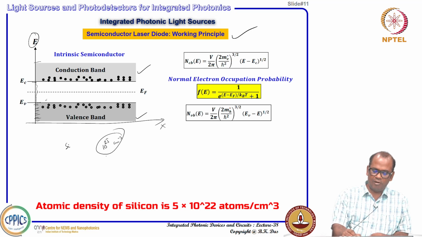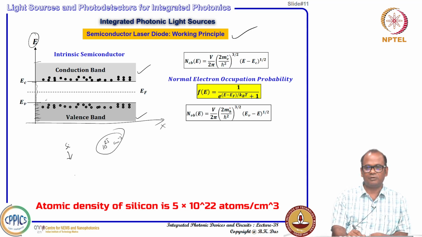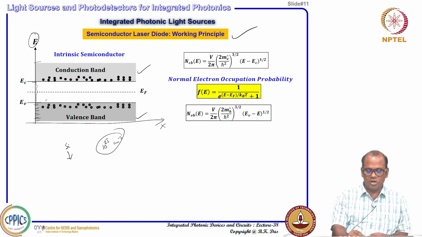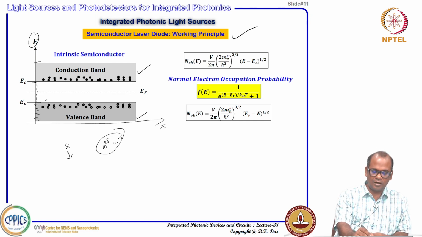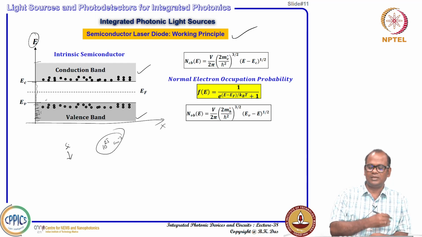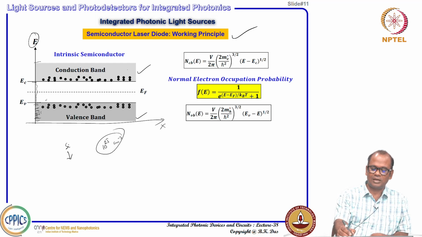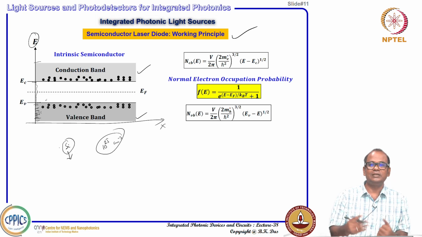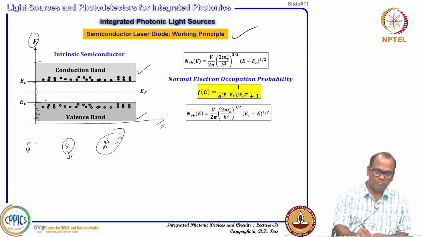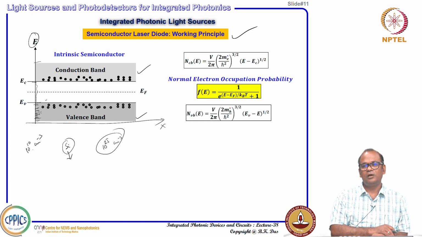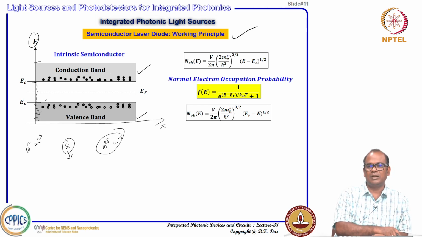Each silicon atom has 4 valence electrons. Those 4 valence electrons occupy all of this valence band. Now, because of thermal excitation, a few of those electrons can go up. Normally at room temperature, in an intrinsic silicon crystal, with no defects and no doping, on the order of 10 to the power 10 electrons per centimeter cube can be available in the conduction band.